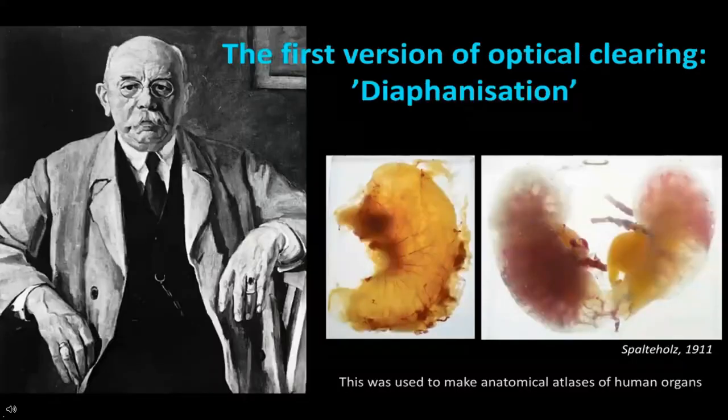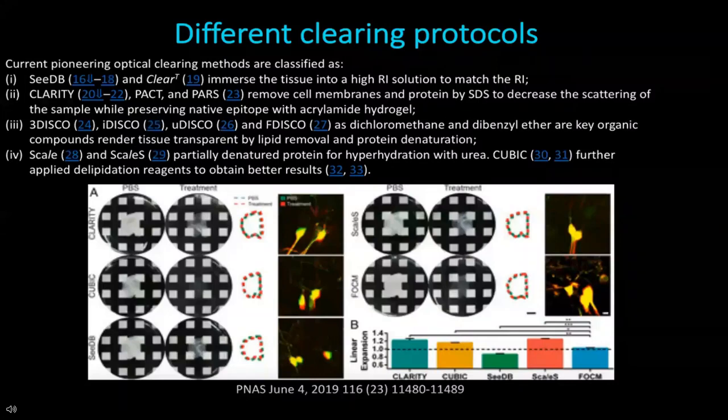Interestingly, the first version of optical clearing was actually performed more than 100 years ago by Spalteholz. And he used optical clearing in this little bit more primitive form so that he could draw human organs to use in atlases. Today, there are a number of different protocols available. We use the Disco series, and specifically we use iDisco Plus.